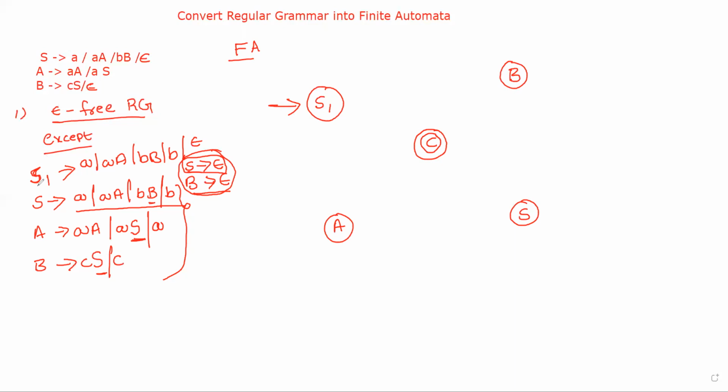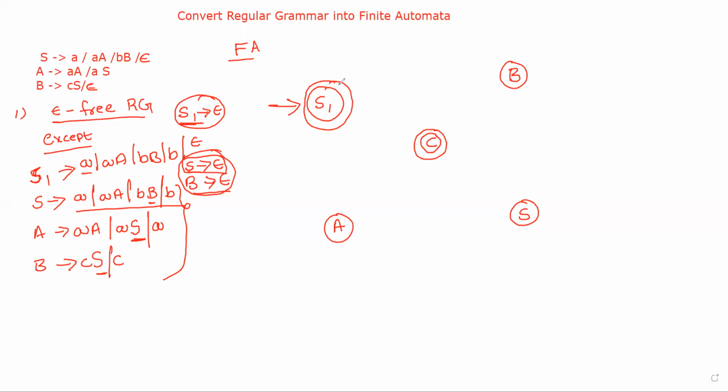Now, S1 tends to a. If we have only a terminal, it will reach the final state. Then what is the final state in this finite automata? The state whose production contains epsilon is a final state. So here S1 tends to epsilon is present, then S1 becomes a final state. The final state is drawn as a double circle.